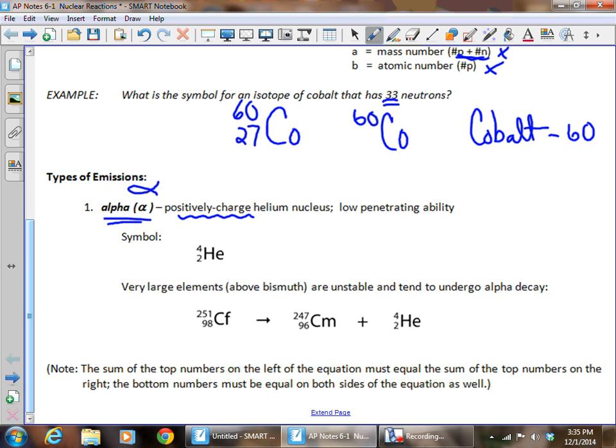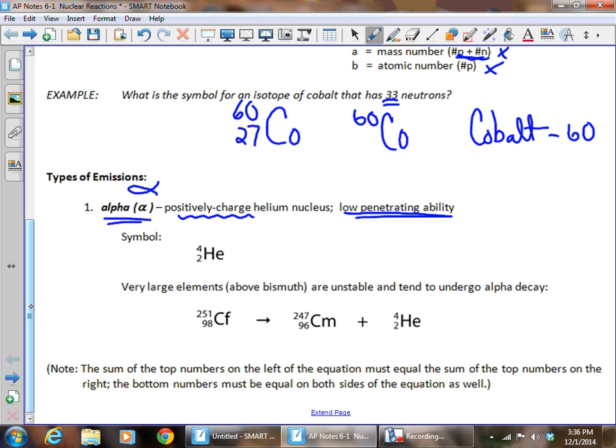Now, this is kind of like the 18-wheeler of the radioactive particles. It's really big, and therefore it's got a low penetrating ability. It doesn't penetrate very far. Now, if you ingest it, then it's a definite problem, but even skin will block alpha radiation. Since it's so big, very large elements, that's going to be their decay method of choice. Elements above bismuth are all unstable, and they tend to undergo alpha decay whenever they do decay.